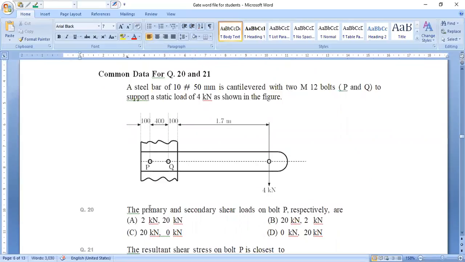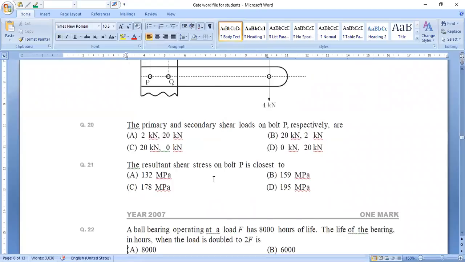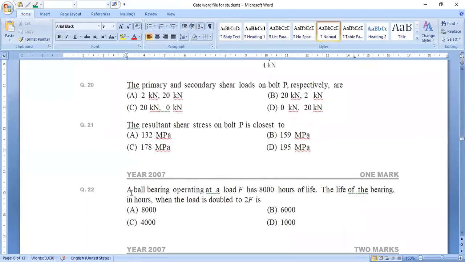This question is related to the rivets or bolts. It is related to the bolts. So I will not take this question. I will focus only on the bearings. So 20 and 21 I am leaving, and 22 is related to ball bearing. So I will take this question.